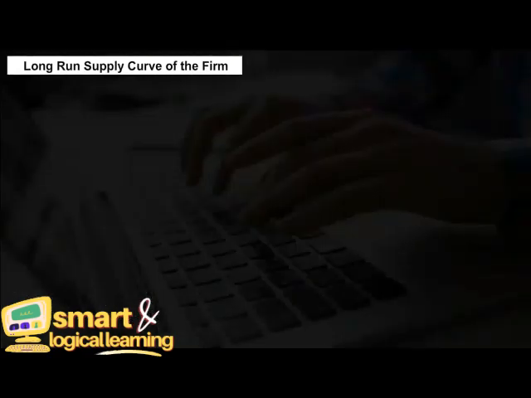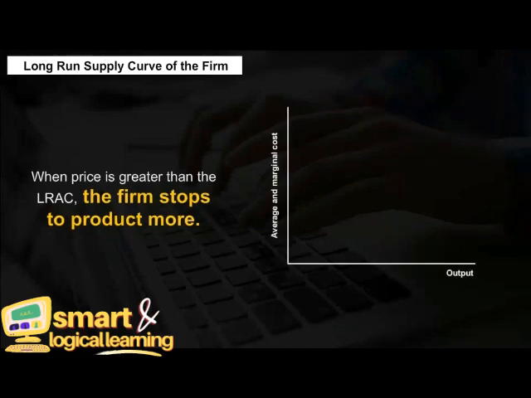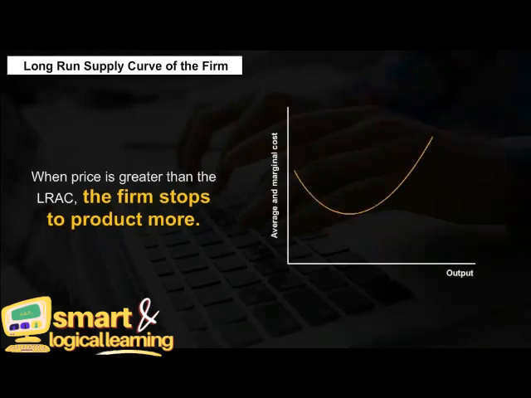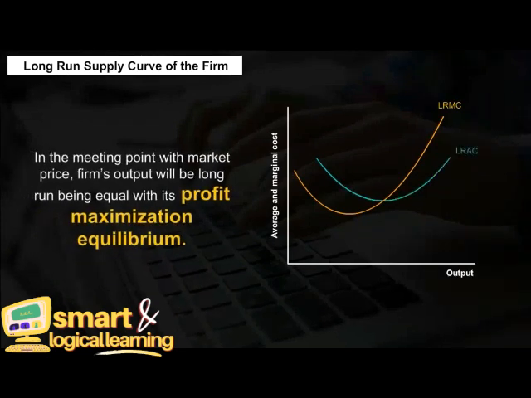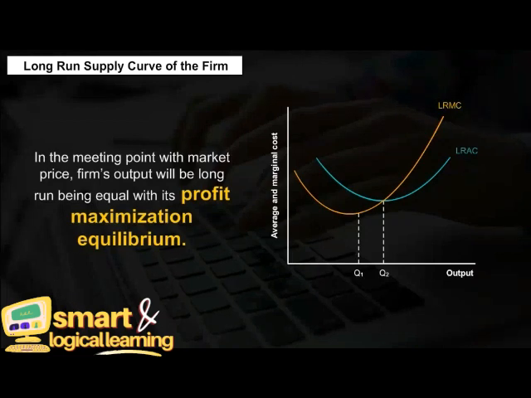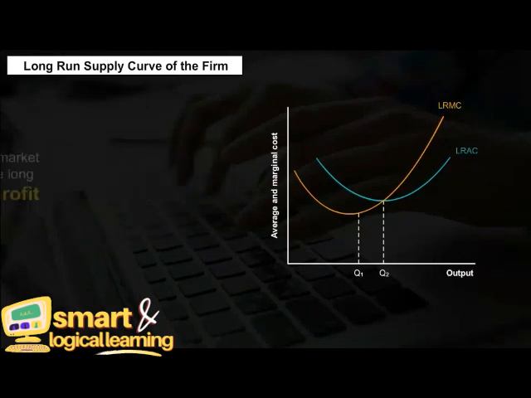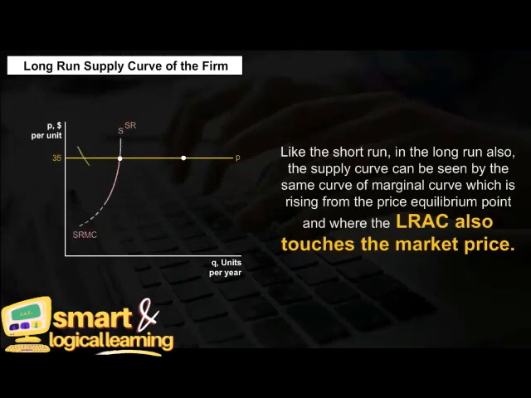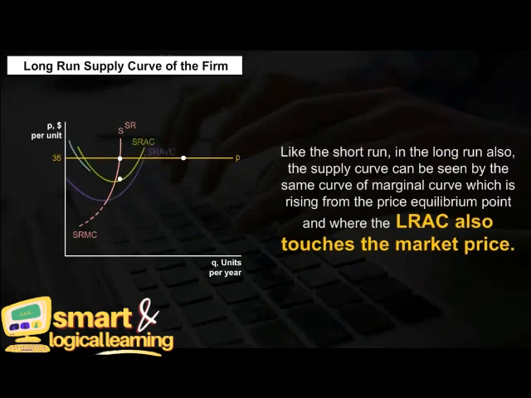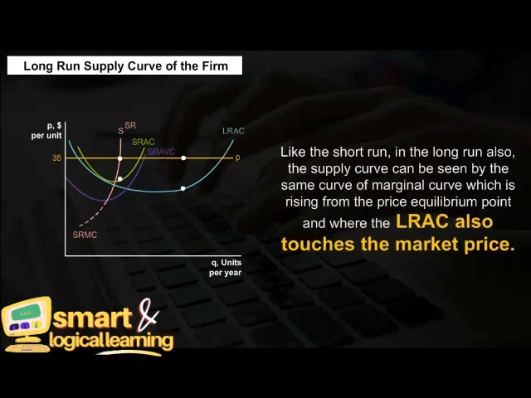Long-run supply curve of the firm. When price is greater than the LRAC, the firm produces more. At the meeting point with the market price, the firm's output in the long run is equal to its profit-maximization equilibrium. Like the short run, in the long run also, the supply curve is the rising part of the marginal cost curve, starting from the price equilibrium point where the LRAC also touches the market price.